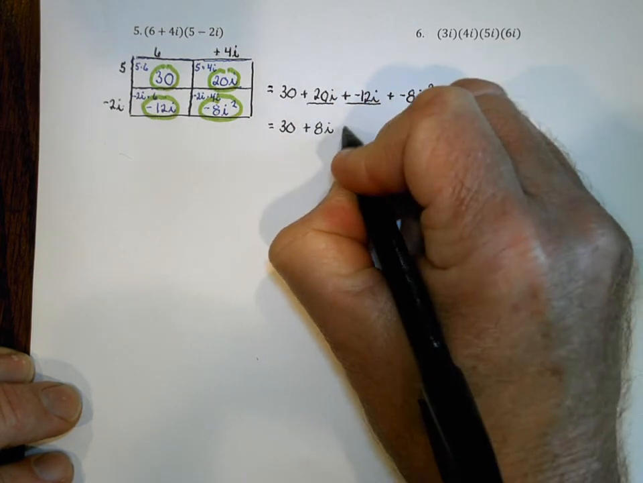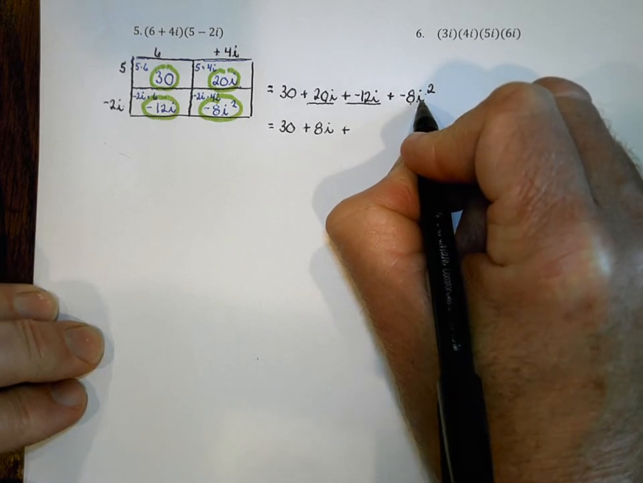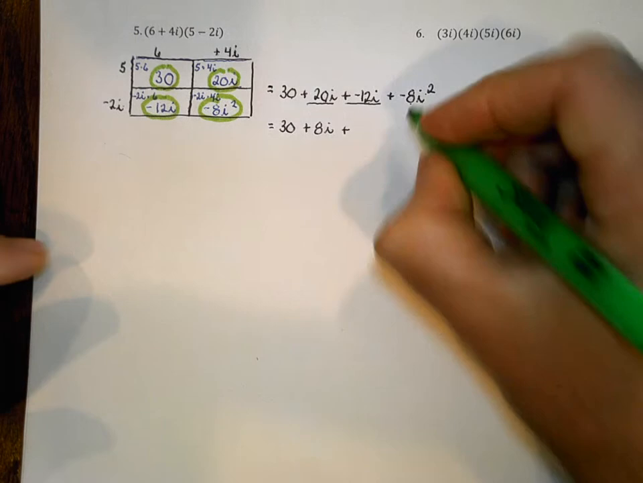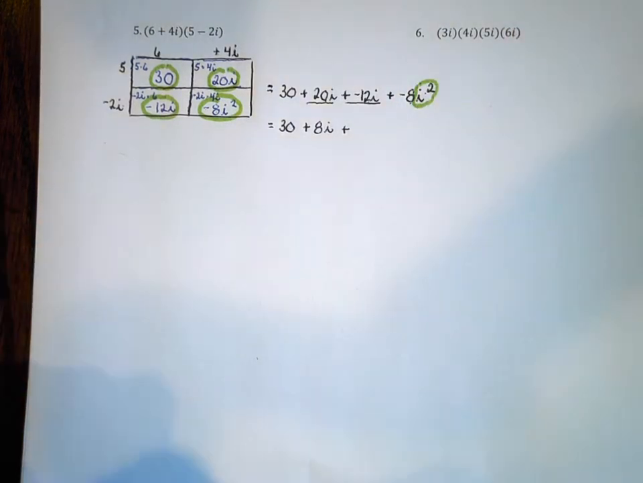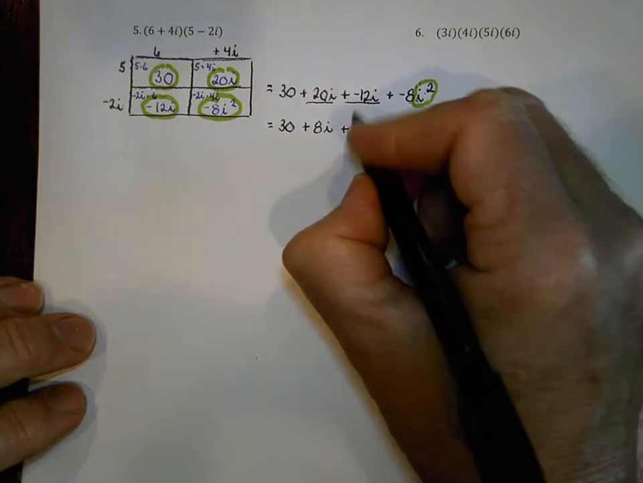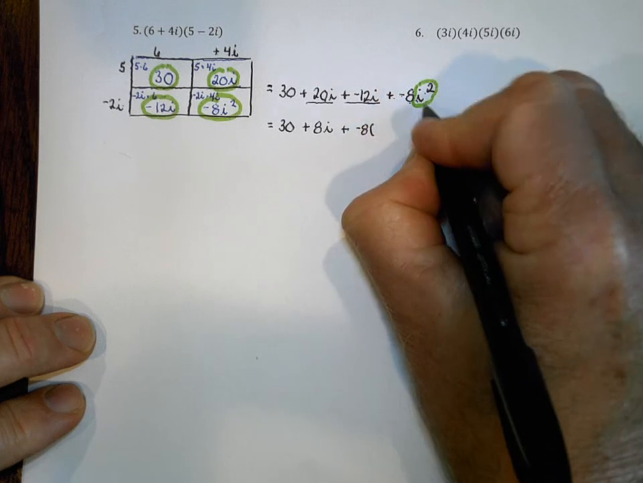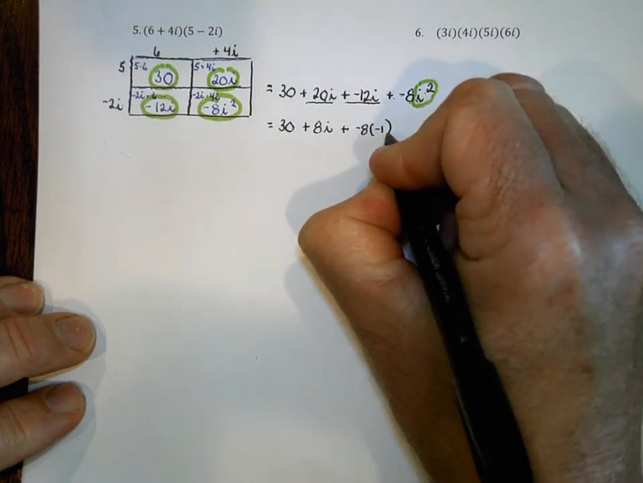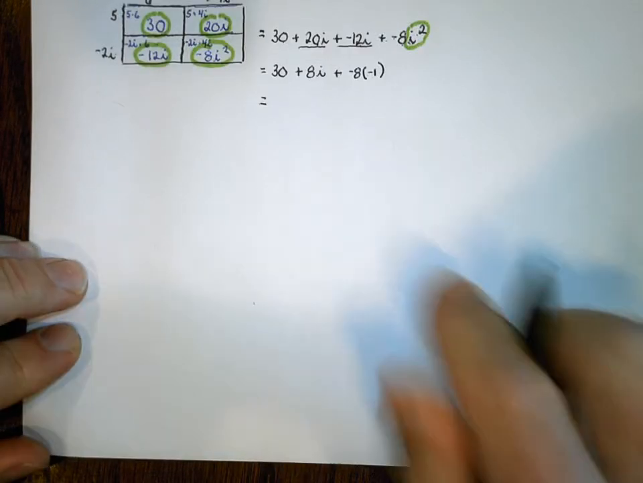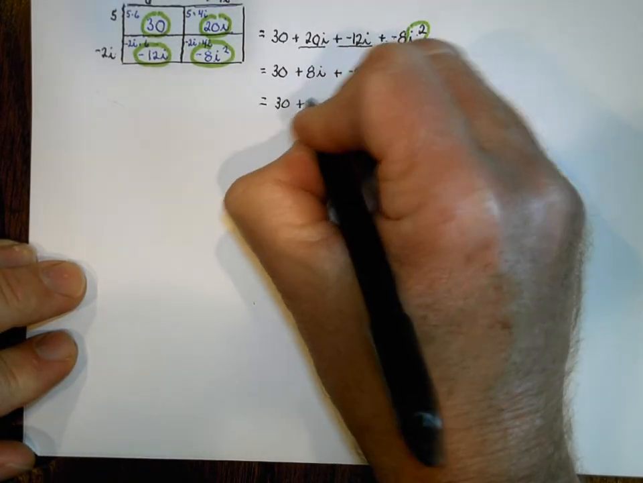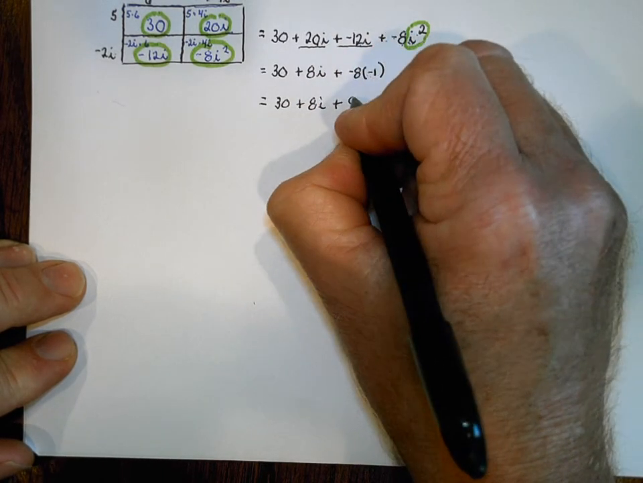And then you should recognize that in the last part here I have an i squared. And just like we talked about in number 3, anytime you see an imaginary number to the second power, i squared, you have to replace it with a negative 1. So this last part would become plus negative 8 times, instead of i squared, it's negative 1. Now we can multiply that out. So then my problem's going to become 30 plus 8i plus, and then negative 8 times negative 1 is 8.